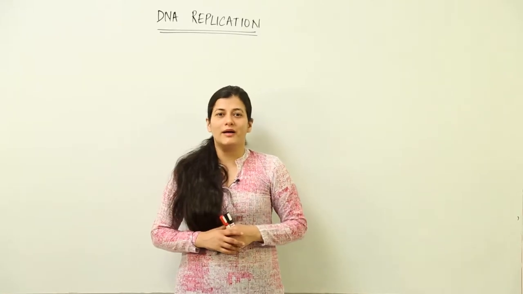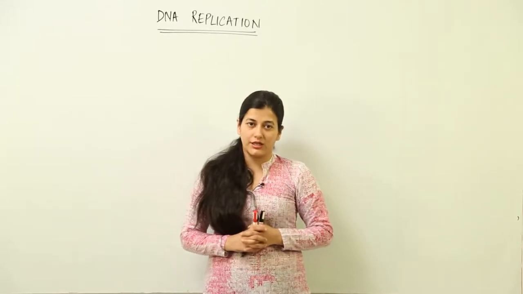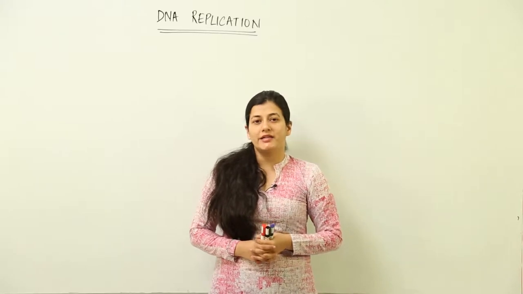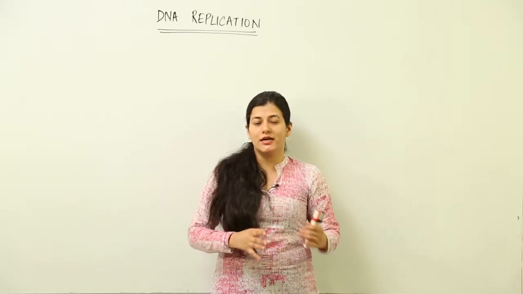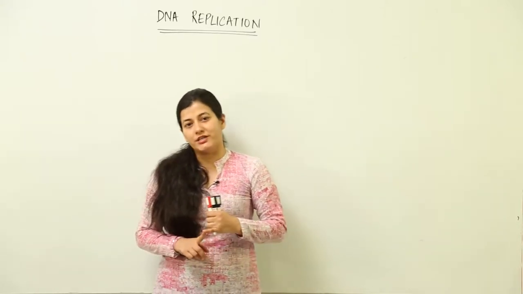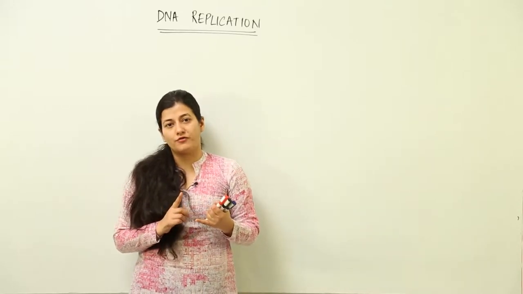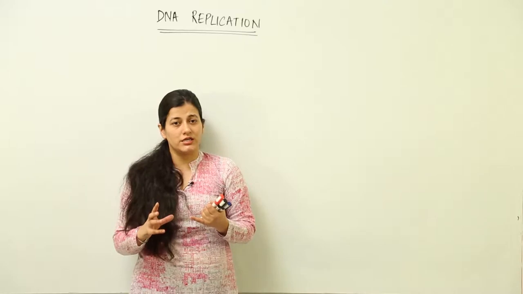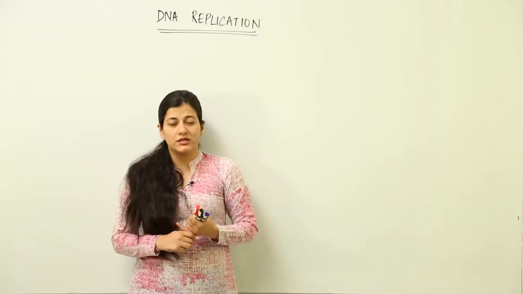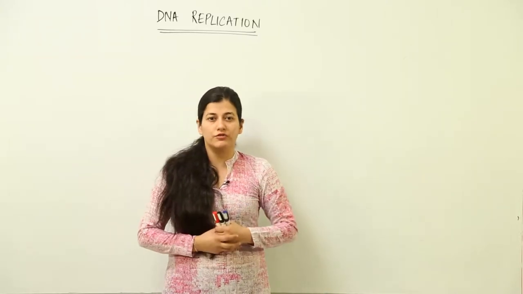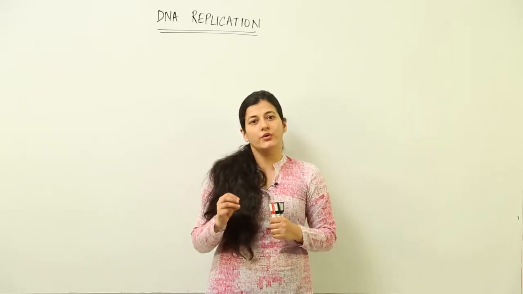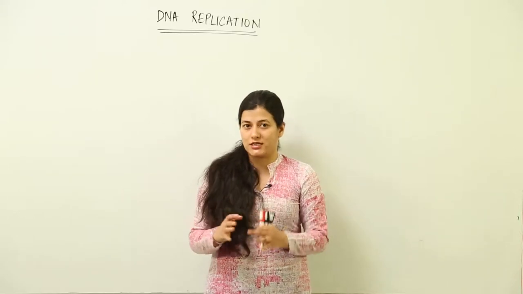We are going to talk about DNA replication in this lesson. As we have learnt until now, DNA is the genetic material. Then we have our understanding of why DNA replication is semi-conservative, what the meaning of the semi-conservative mode of replication is, and how it was proven. And now we are going to see how DNA replication actually takes place.